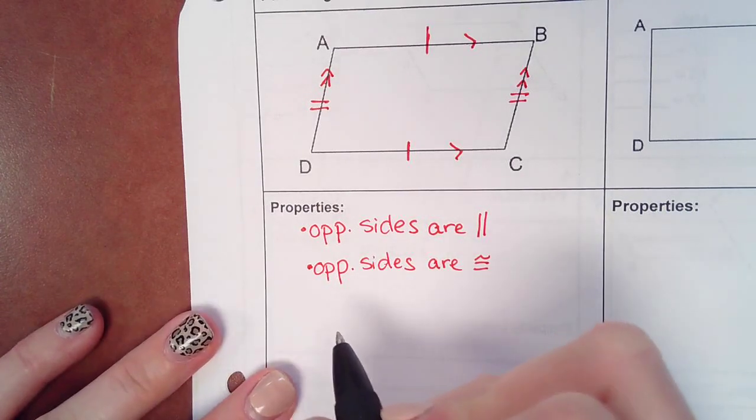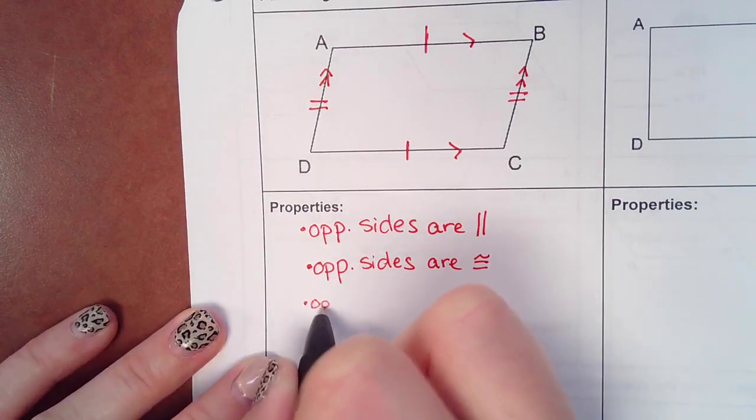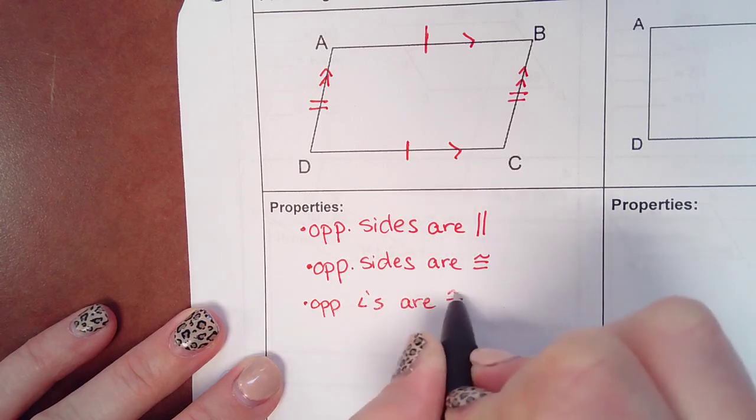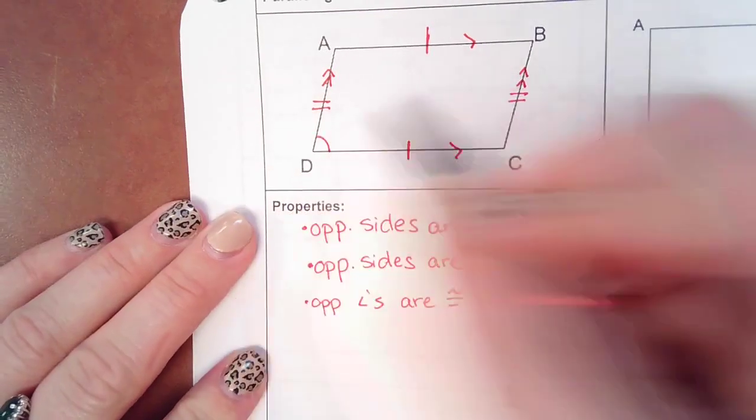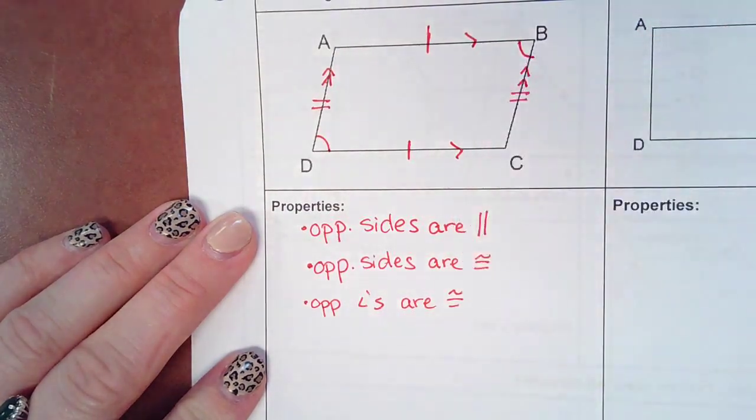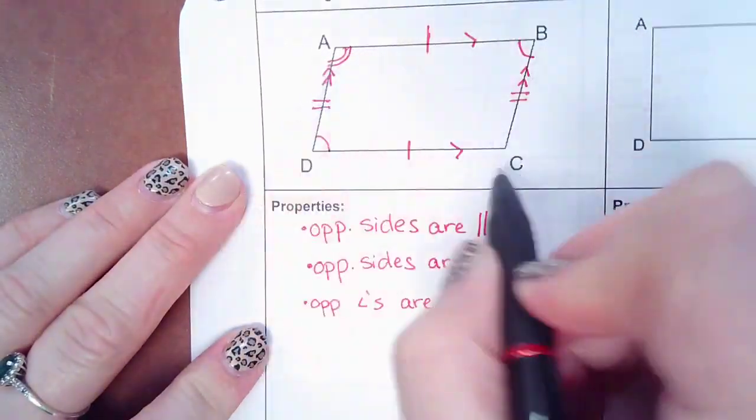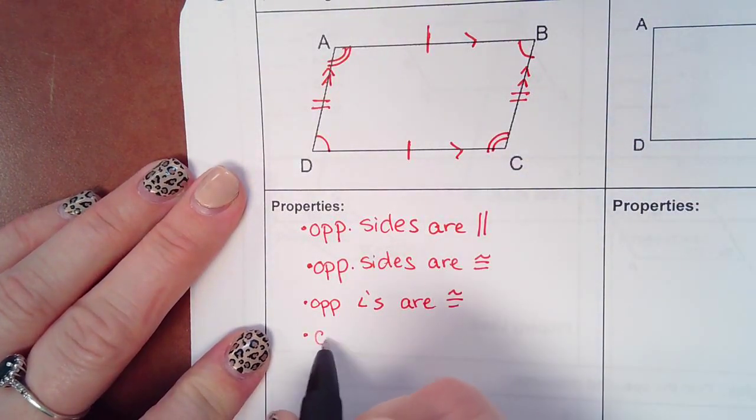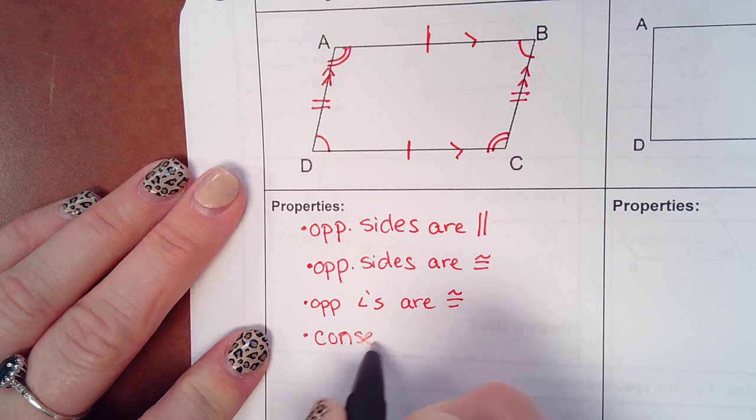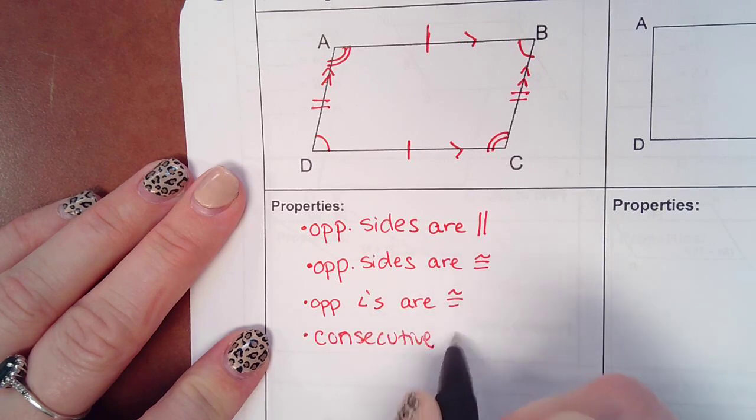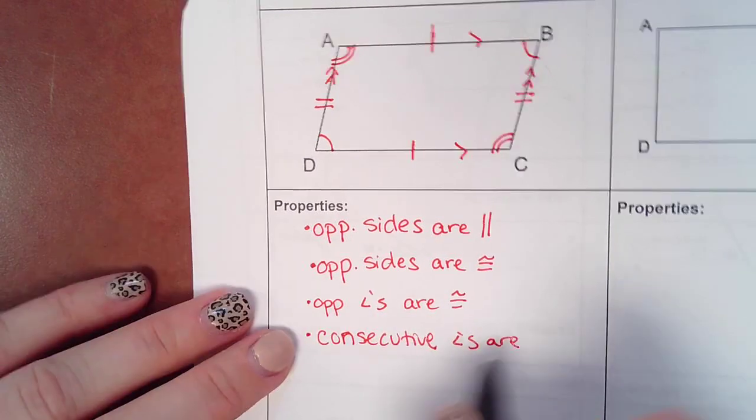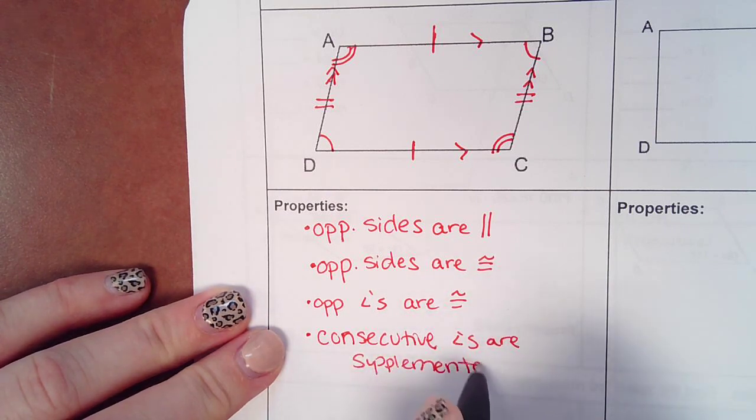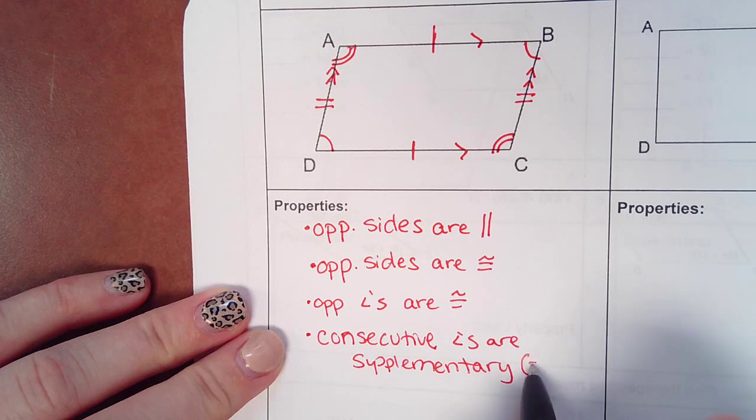Okay, opposite angles are congruent. So D is congruent to B, and A is congruent to C. Okay, the next piece is consecutive angles are supplementary, which means they equal 180.